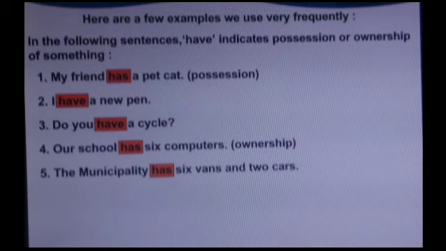Second example, I have a new pen. Third example, do you have a cycle? Fourth, our school has 6 computers. That means the sentence suggests ownership of something. Fifth sentence, the municipality has 6 vans and 2 cars.